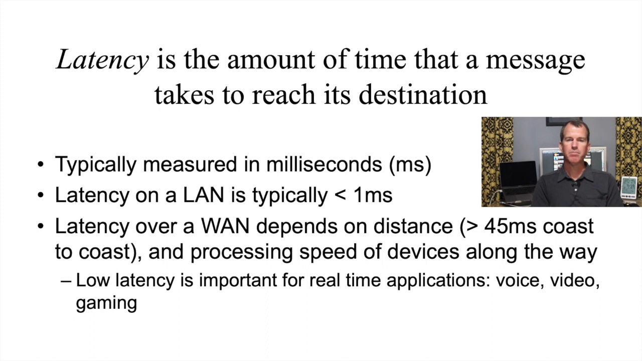Latency is the amount of time that a message takes to reach its destination. Latency is typically measured in milliseconds. Latency on a LAN connection is typically less than 1 millisecond. In fact, it's typically less than 1 microsecond. Latency over a WAN, so the bigger connections, depends on the distance. So if we're talking about latency from Norfolk to Los Angeles, you're looking at about 45 milliseconds of latency just to get there. That would be at the speed of light. Latency is also affected by the processing speed of devices along the way.